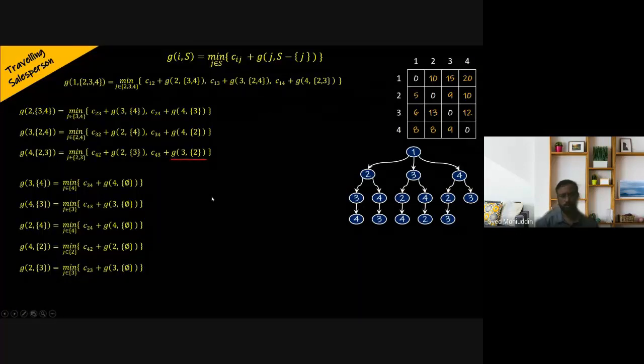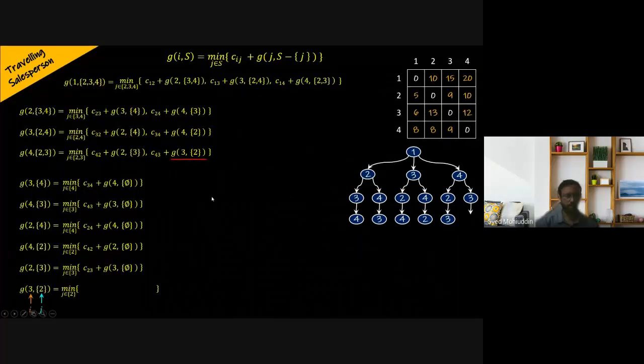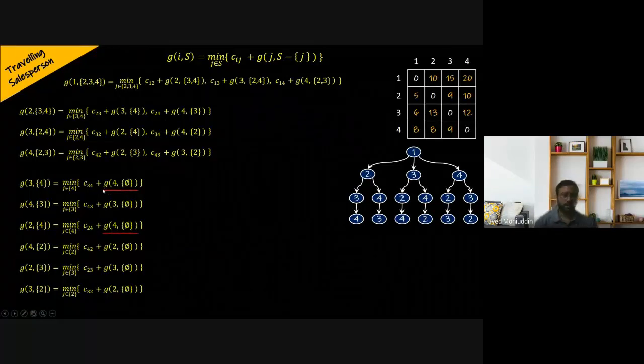So now, one more thing is left out, that is 3 to 2. So now ultimately, what is left is we need to compute G of 4 and the null set. Null set obviously means there is no other vertex left to be computed. So now this G of 4 comma null, here we have null. I said that there is no vertex left.